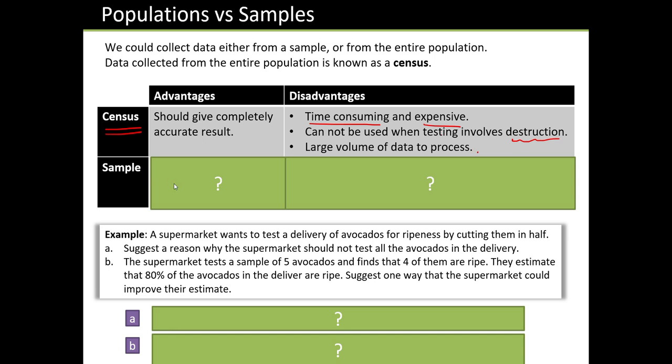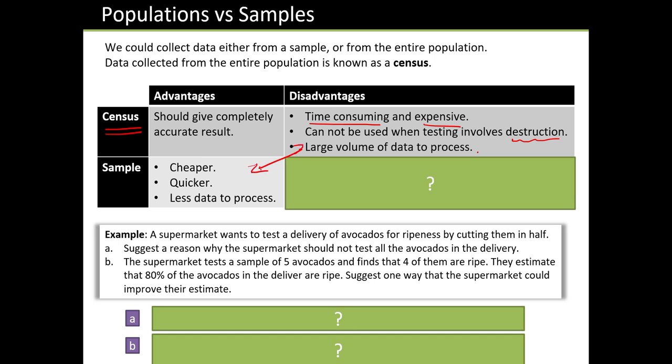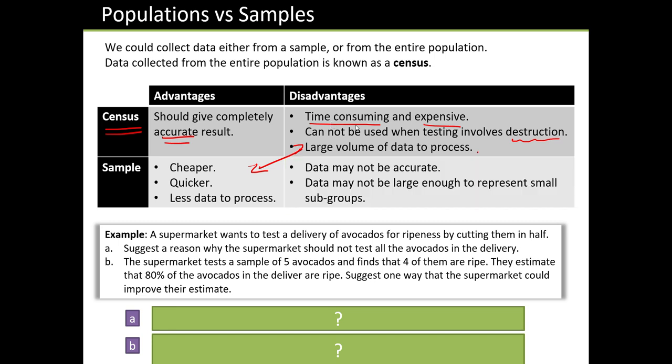So a sample then. A sample, well, the first thing is it's a case of these ones being similar, really. It's cheaper, it's quicker, and there's a lot less data. The problem is we might be sacrificing the accuracy of it. So the data might not be accurate if we don't have a big enough sample size, for example. Another problem as well is we may have small subgroups, or sometimes strata, these groups are called. And if our sample is not done mindfully enough, we might ignore the strata, and we don't want to do that.